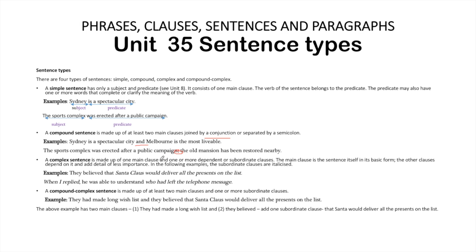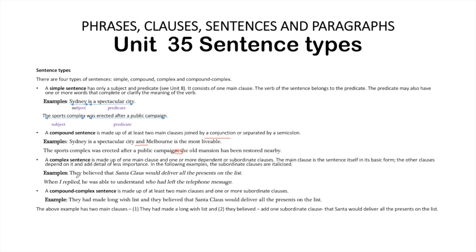A complex sentence is a little bit more tricky. This is made up of one main clause and one or more dependent or subordinate clauses. Now, if you need to remind yourself of what a dependent or subordinate clause is, then you need to go back to Units 32 and 33. That'll help you out. The main clause is the sentence itself in its basic form. The other clauses depend on it and add detail of less importance. In the following examples, the subordinate clauses are in italics.